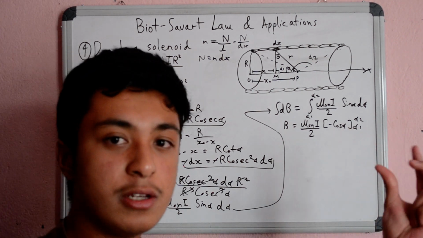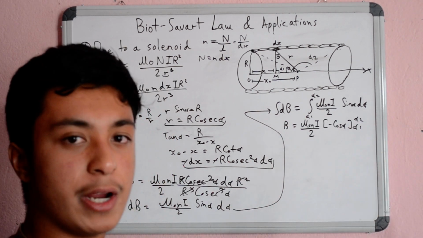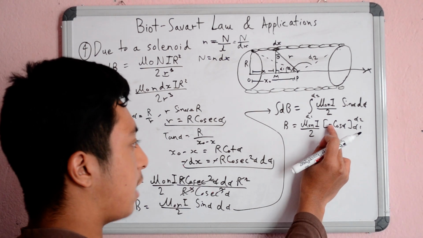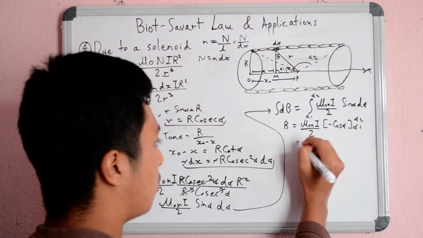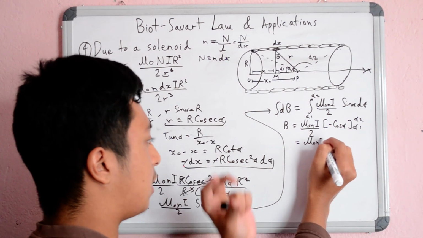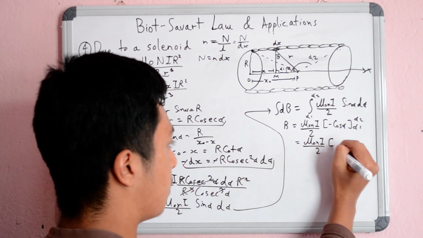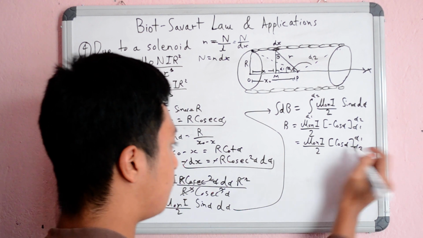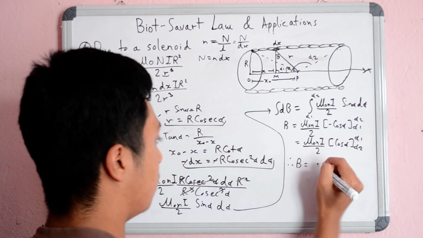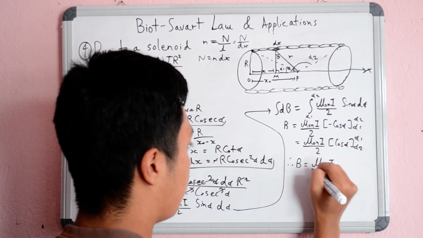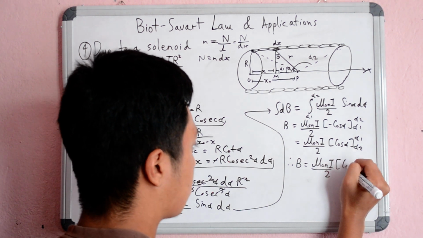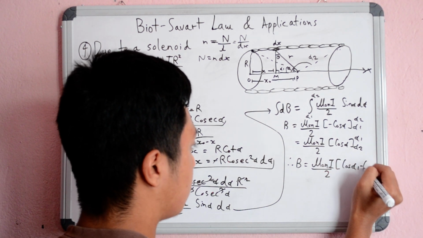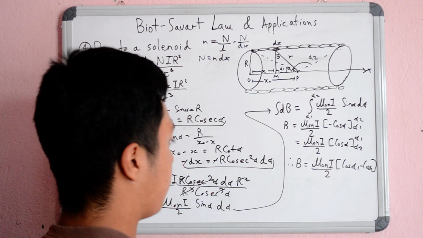Now we can use a definite integral property right here, in which this minus sign changes the upper and lower limit, which basically swaps them both, becoming cos alpha from alpha 1 to alpha 2. Therefore the magnetic field is mu naught n I by 2 times cos alpha 1 minus cos alpha 2.